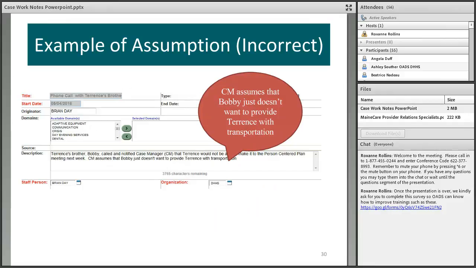So an example of an assumption, which is an incorrect note in EIS: Terry's brother Bobby called, said he can't make it to the person-centered plan meeting next week. Case manager assumes Bobby just doesn't want to provide parents with the transportation. And maybe that's happened in the past 15 times, but that is still an assumption, and you should not write it in your notes.